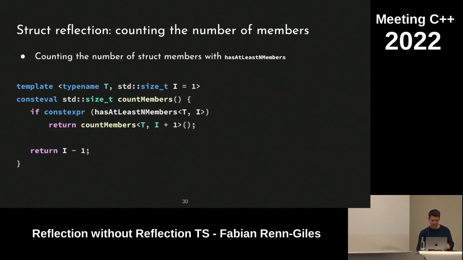So we're not quite there yet, right? We want to count the number of members. We have now implemented has at least n members. So we create a constexpr recursive function. It starts out at i equals 1. We first check, does it have at least one member? If it does, we check, does it have at least 2 members? And if it doesn't have 2 members, then it must have had 1 member, right? So we did it. We counted the number of members in a struct with pure standard compliant C++ without using the STL. So it can be done.